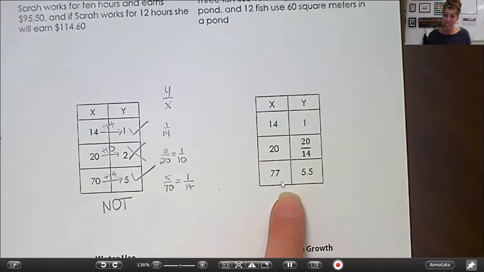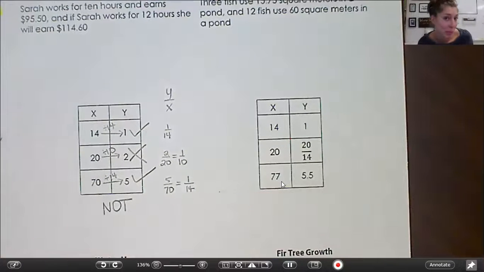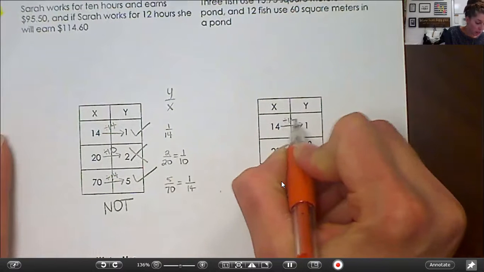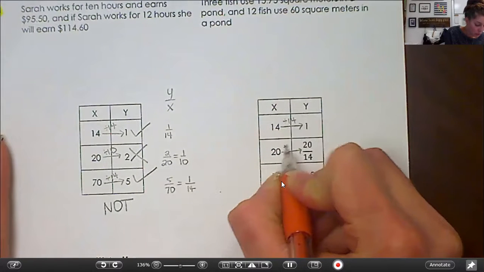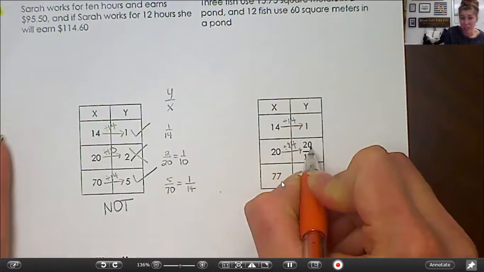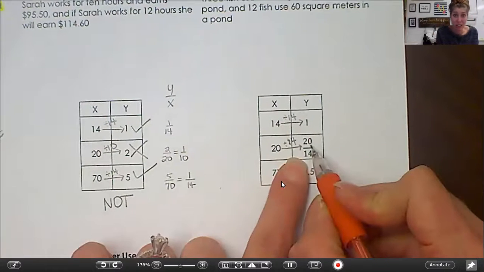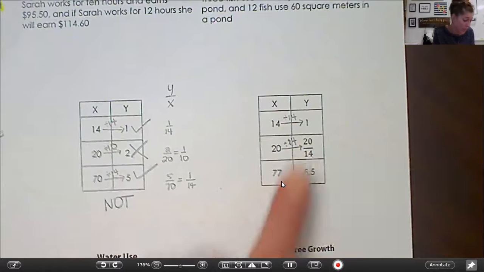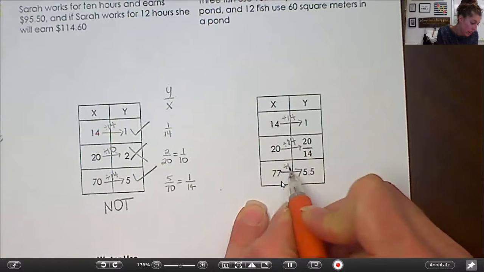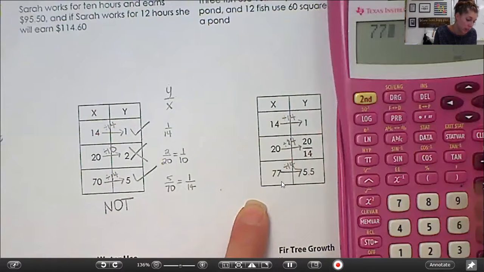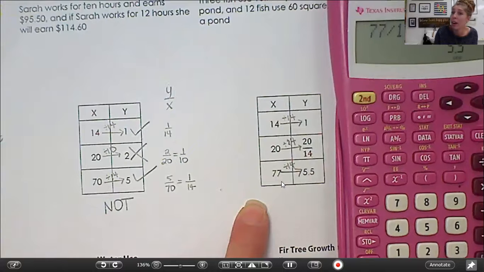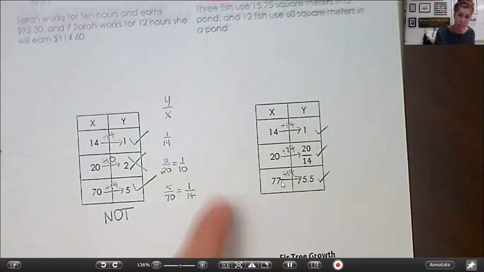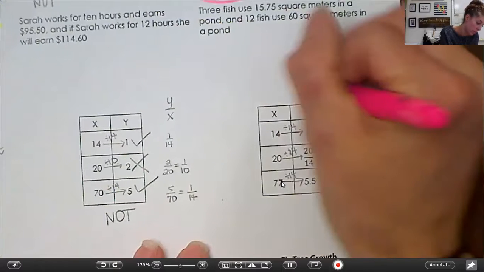Now this one looks kind of scary. The numbers are gross, but probably did that on purpose, right? So use that technique where I divide by 14. Divide by 14. Now I really don't even have to do this because remember that literally shows 20 divided by 14, right? And so the only one I need to check is 77 divided by 14. 5.5. Yay, it all worked. That is my proportional table.